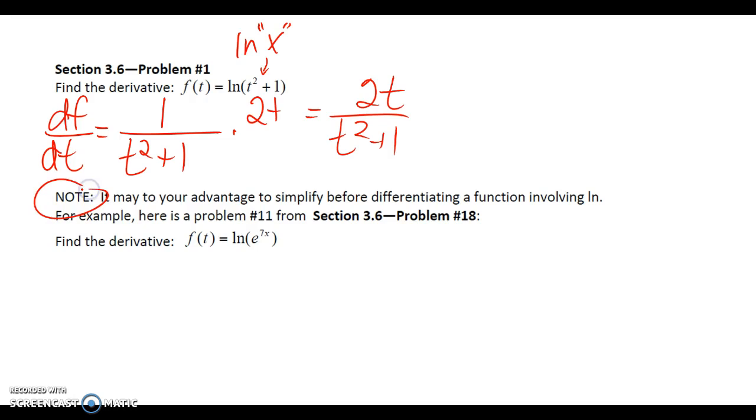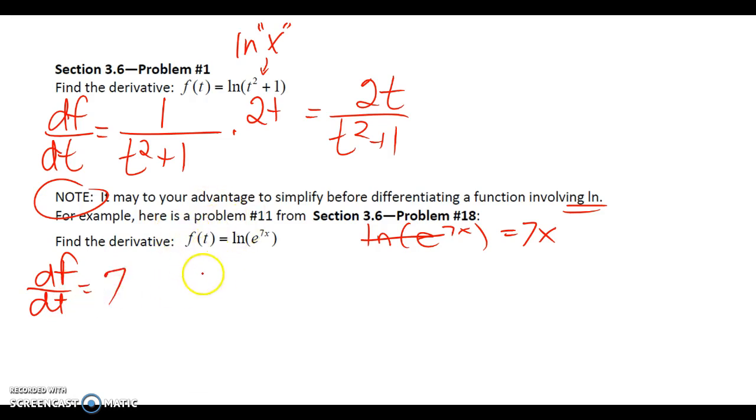Now it says, note, it may be to your advantage to simplify before differentiating a function involving ln. This function, ln of e to the 7x, right? ln, natural log, and e are inverse functions. This actually equals 7x. So the derivative of f, this really should be with respect to t, is 7, right?